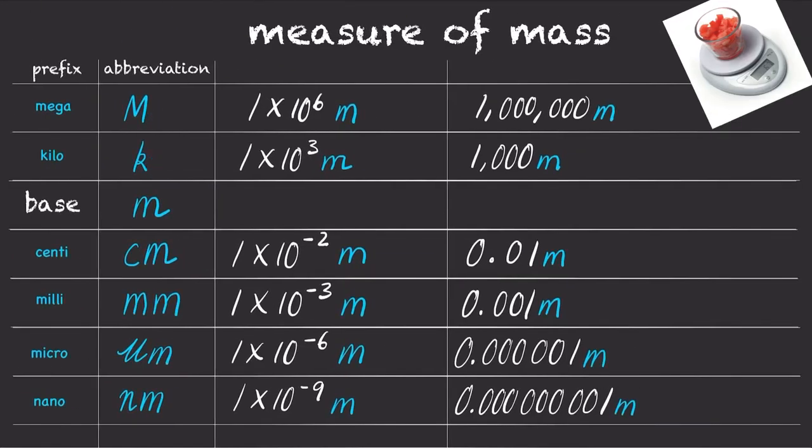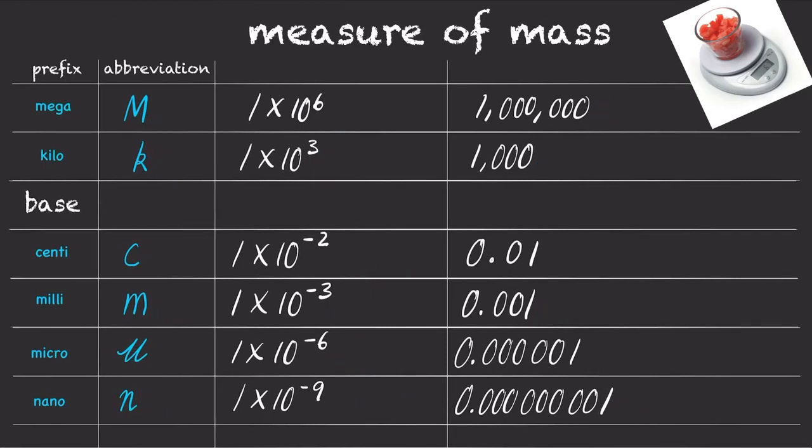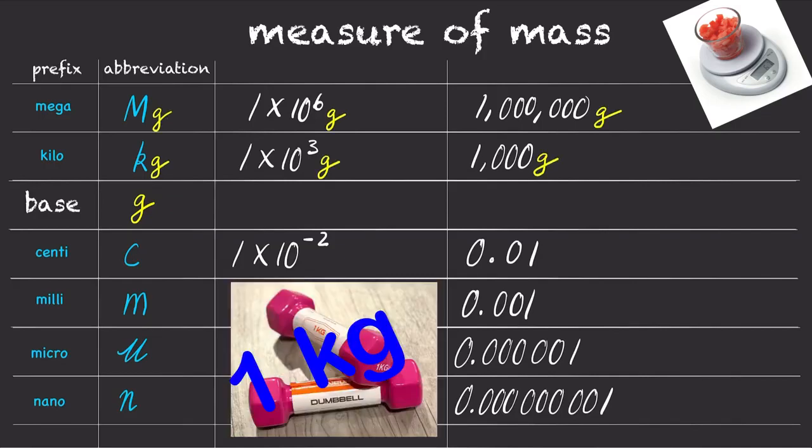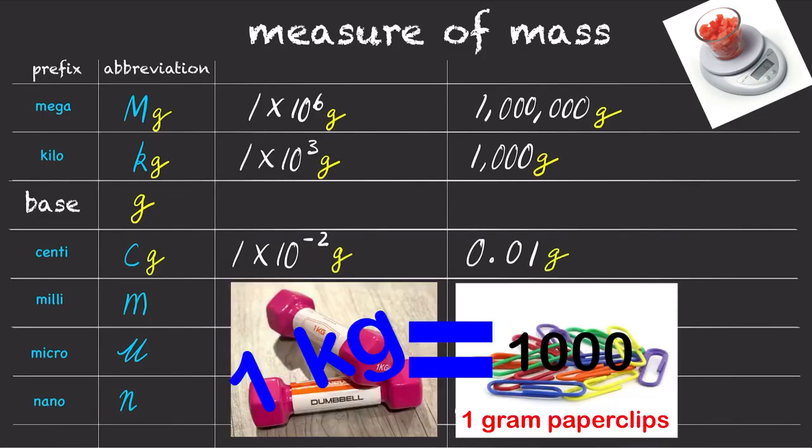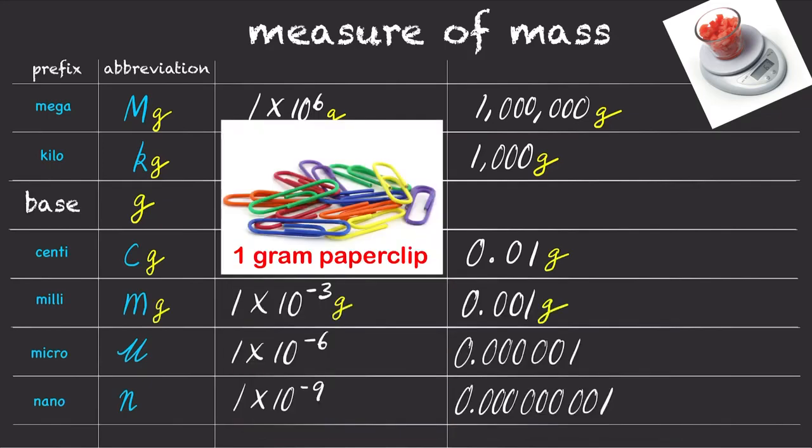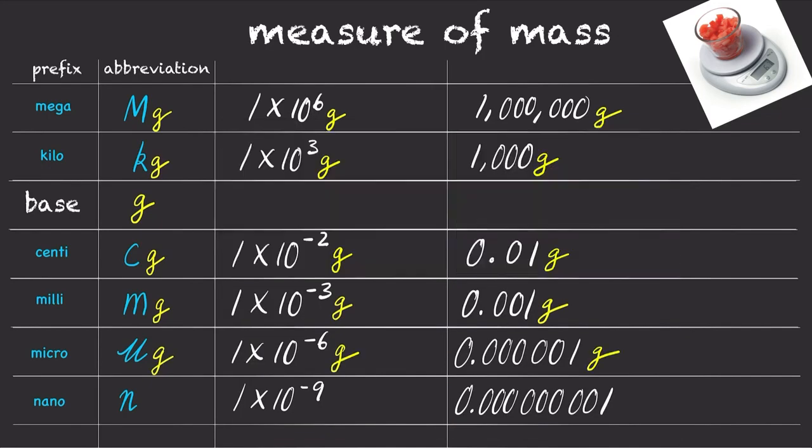When using the meter with metric prefixes, we were looking at units of length. The base unit of mass is the gram, g, but the prefixes work the same way. For example, 1 kilogram is 1,000 grams. 1 milligram is 1/1,000th of a gram. Just like before, prefixes with positive exponents make the base units of gram bigger, and prefixes with negative exponents make the base units of gram smaller.